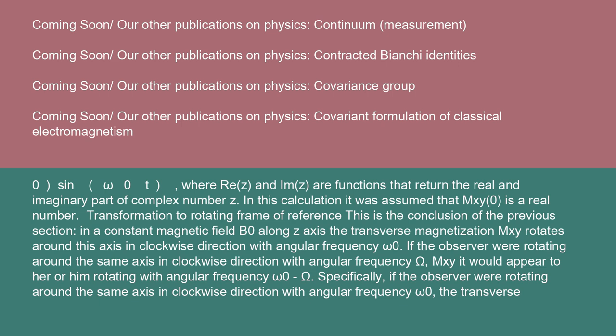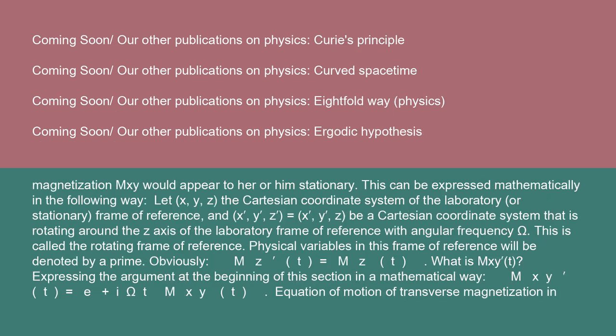Transformation to rotating frame of reference. This is the conclusion of the previous section. In a constant magnetic field B0 along z-axis, the transverse magnetization M_xy rotates around this axis in clockwise direction with angular frequency ω0. If the observer were rotating around the same axis in clockwise direction with angular frequency ω, M_xy would appear to her or him rotating with angular frequency ω0 - ω. Specifically, if the observer were rotating around the same axis in clockwise direction with angular frequency ω0, the transverse magnetization M_xy would appear to her or him stationary.